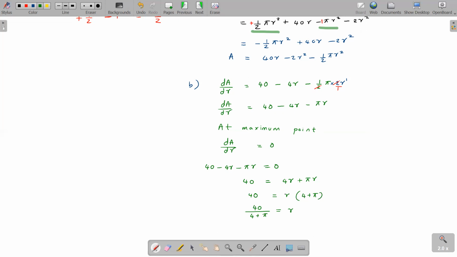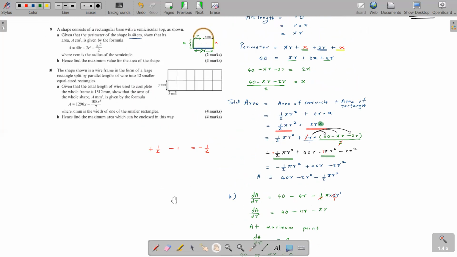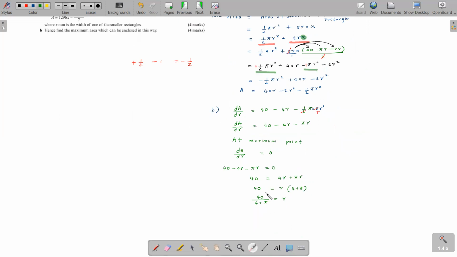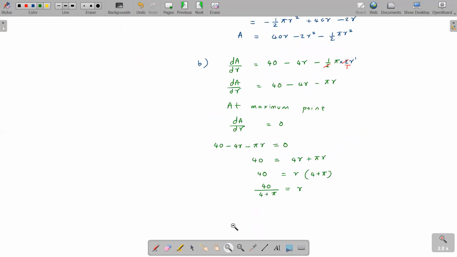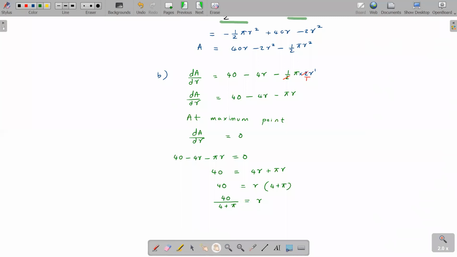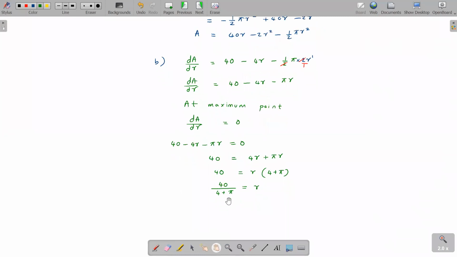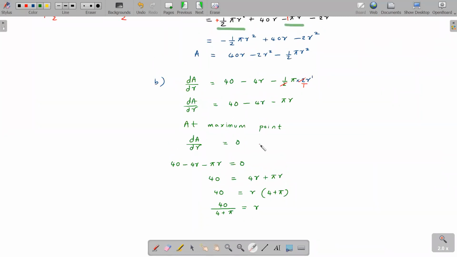Now, are they asking us to get the r value? No, right? They are asking us, hence find the maximum value for the area of the shape. They are asking you to get the area of the shape, which means what? Substitute this r value into the area equation to get your maximum area. Okay, so let's do that. So what I'm trying to do is get the exact answer that they have given at the back of the book.